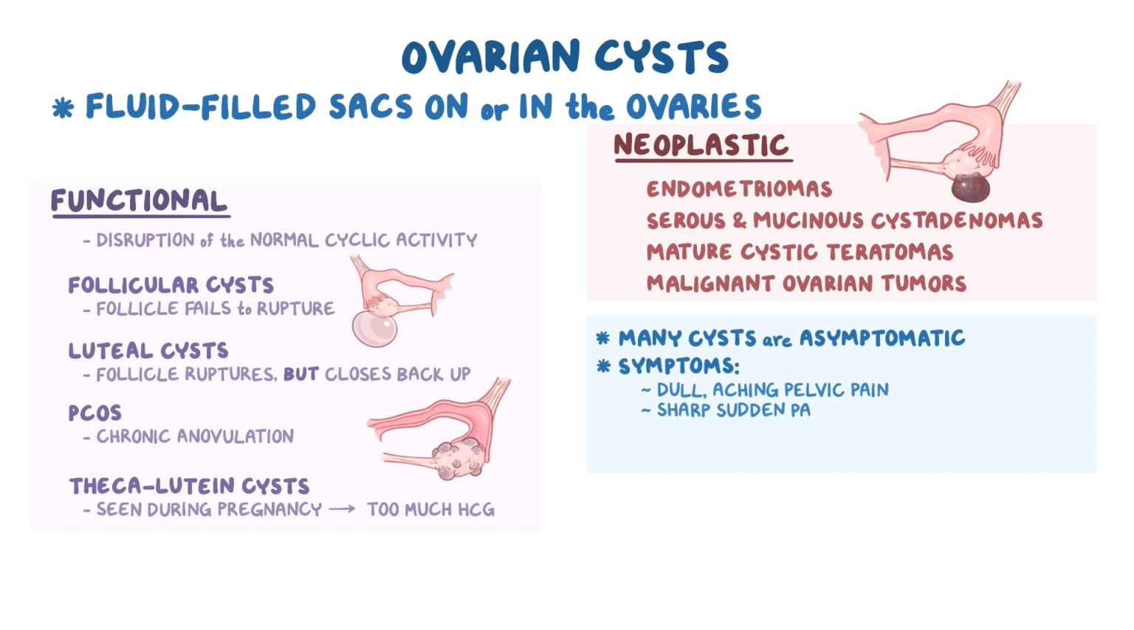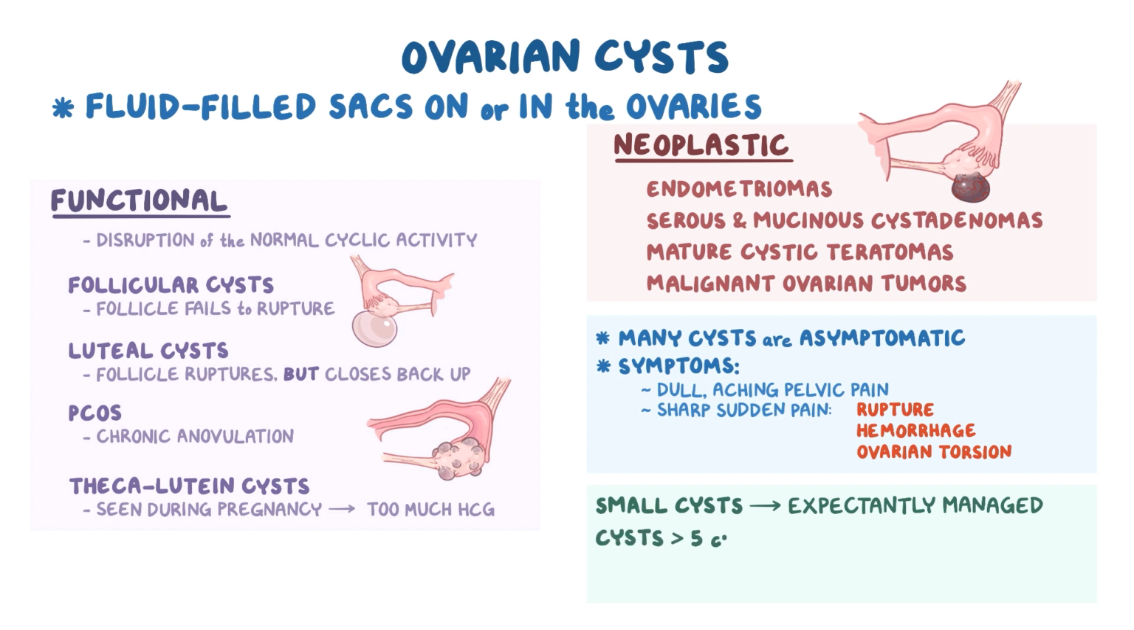A sharp, sudden pain could be a sign of one of 3 potential complications of ovarian cysts: rupture, hemorrhage, and ovarian torsion. Small cysts can be expectantly managed, whereas cysts over 5 centimeters that cause complications, or those who appear malignant, should be surgically removed.